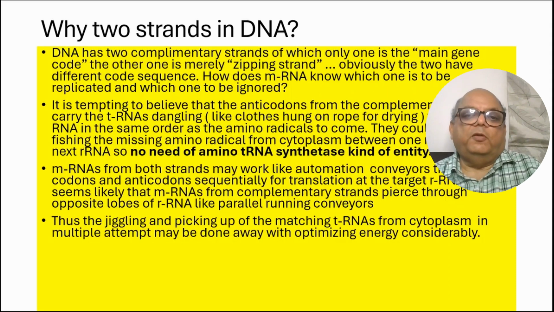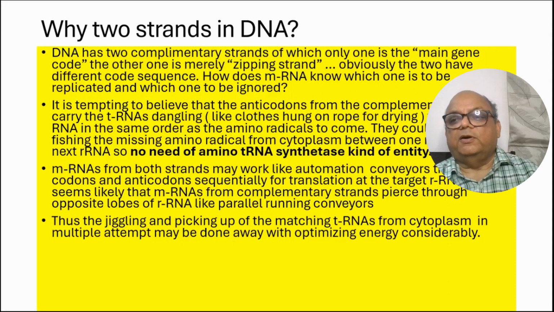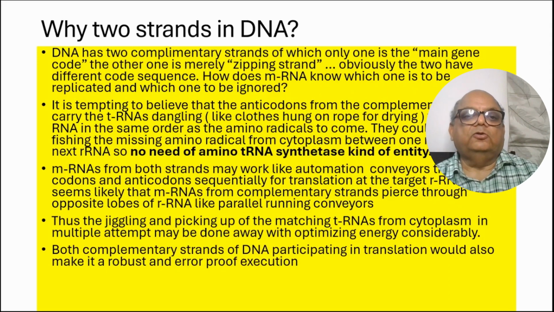So both the complementary strands of DNA are clearly participating in translation, and they also make the robust and error-proof execution. If the codon does not match with the anticodon, the game will stop there until it matches. Okay. So it is kind of robust. It is cross-checking. It is cross-verifying. It is error-proofing. All those features automatically come with this redundancy and duplication and cross-matching of codon with anticodon at the molecular level during the process.